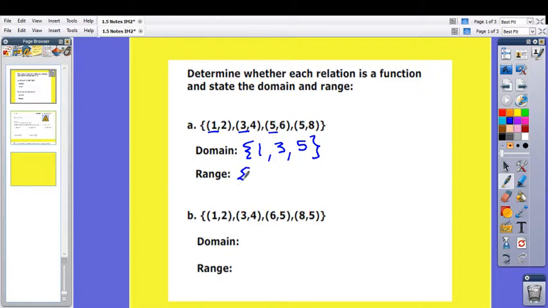And the range values are 2, 4, 6, and 8. As you noticed, 5 is repeating in the domain with two different range values, which is not allowed, so it's not a function.